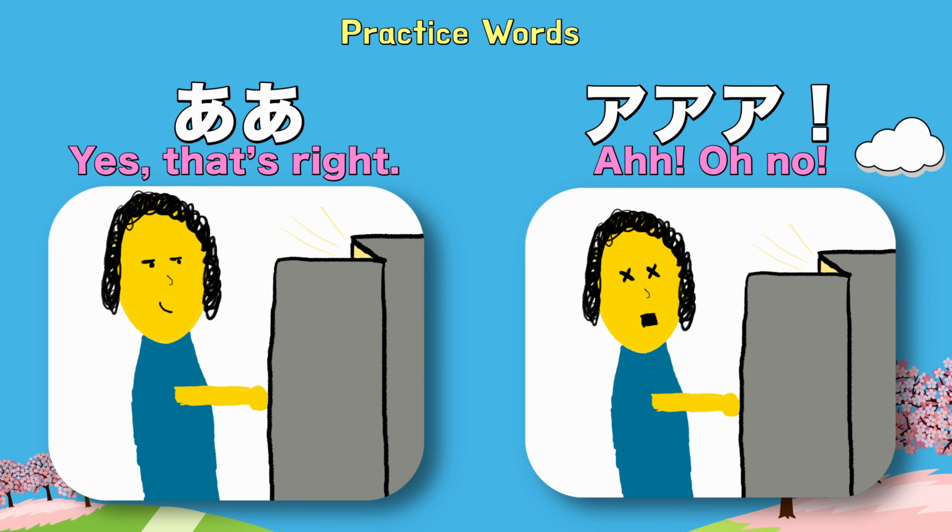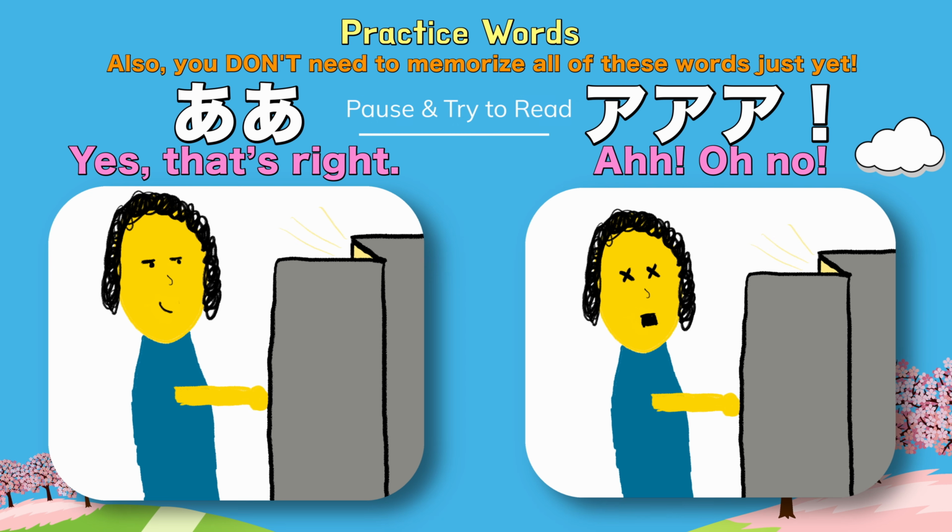In this section, we'll learn some words using only characters we've learned up to this point. When a word pops up on the screen, you'll have 3 seconds to try and read it. I recommend reading it out loud. If the word is too difficult for you to read in 3 seconds, just pause the video.